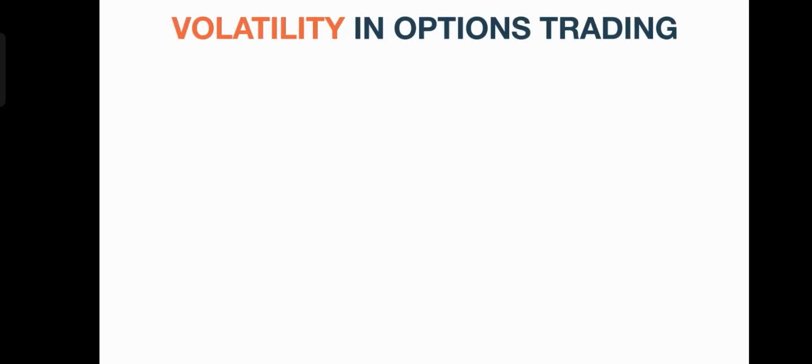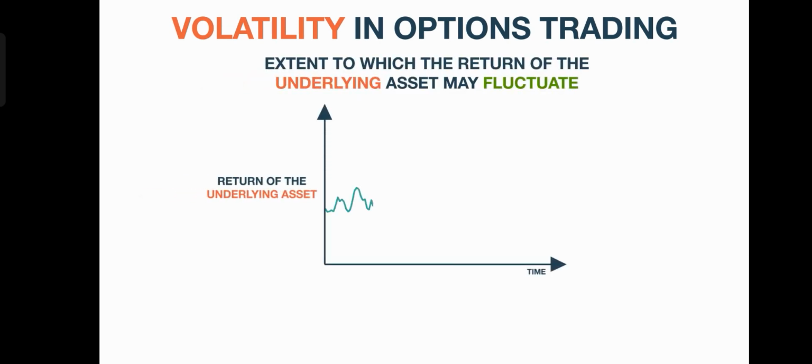In the context of options, volatility is a variable in the option pricing formula, indicating the extent to which the return of the underlying asset may fluctuate between now and the expiration date of the option. Now that we have understood the essence of volatility, let us look at its different types.